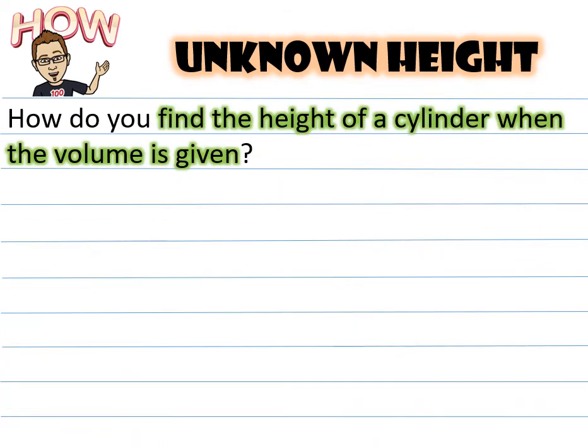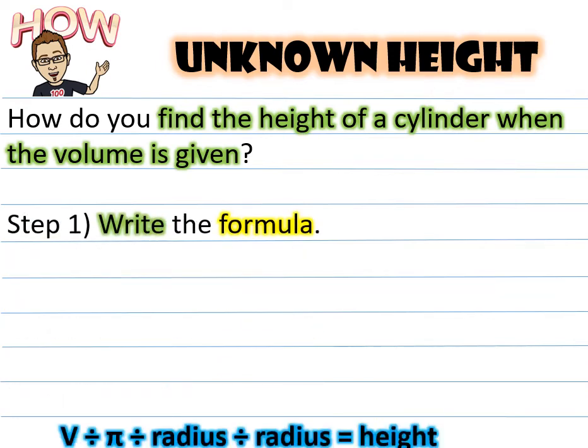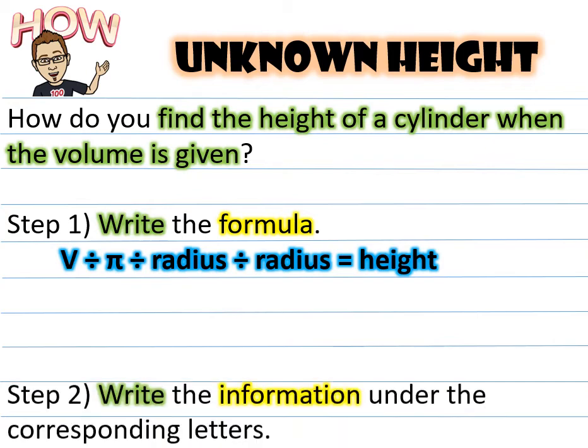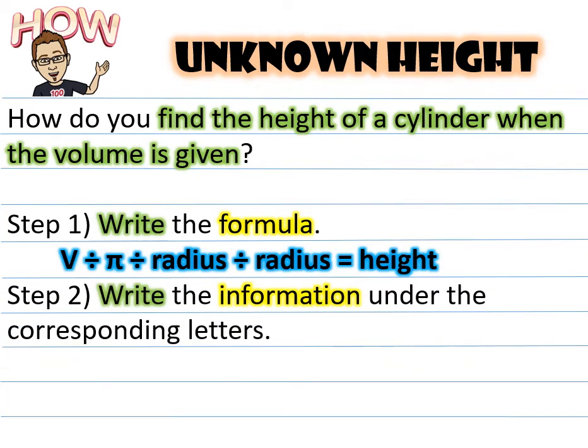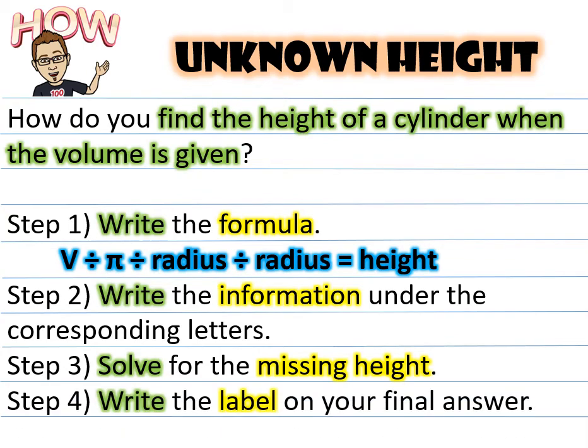How do you solve for the height of a cylinder when the volume is given? Step number 1, write the formula. V divided by pi divided by radius divided by radius equals the height. Step number 2, write the information under the corresponding letters. Step 3, solve for the missing height. And step 4, write the label on your final answer.